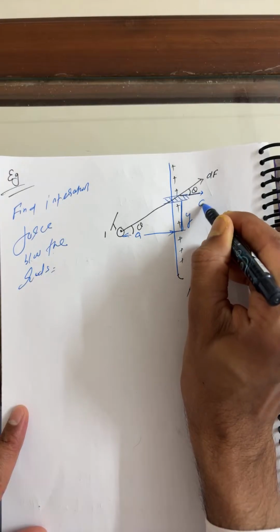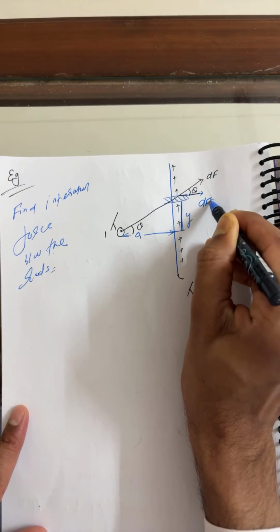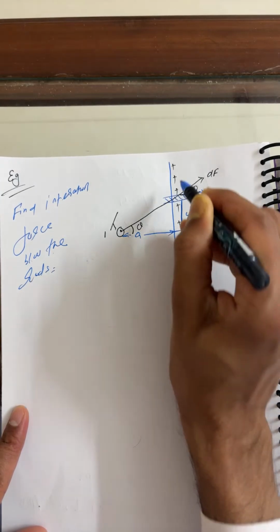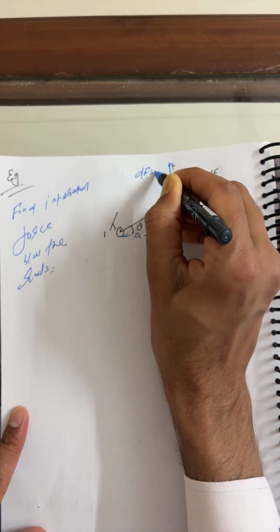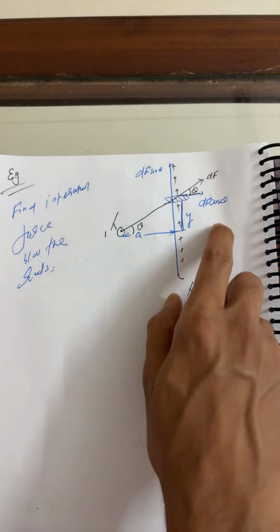This is dF cos theta. This is dF sin theta. This is dF cos theta. This is dF sin theta. Now here we have to find the force on a rod, because this is the dF element.